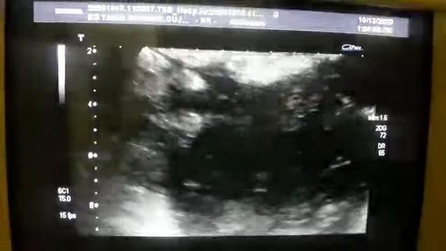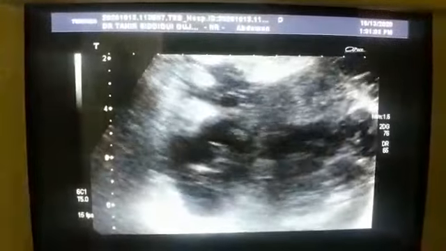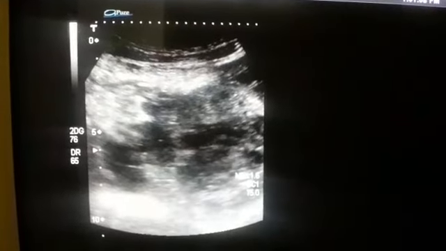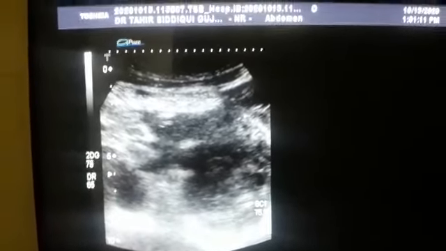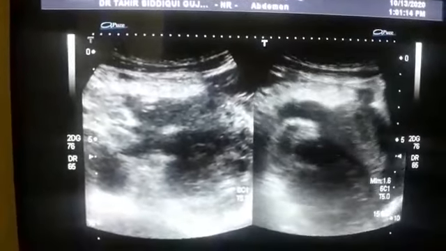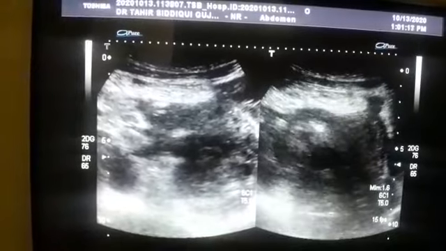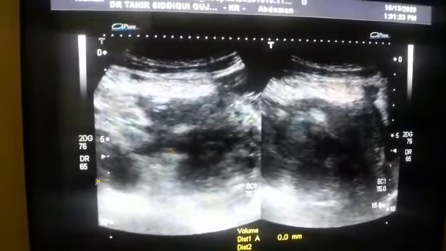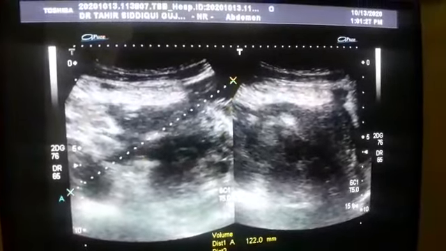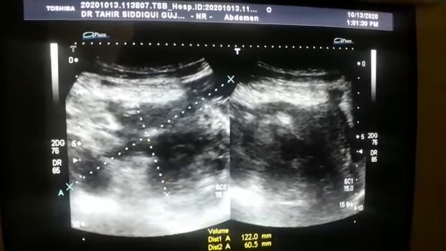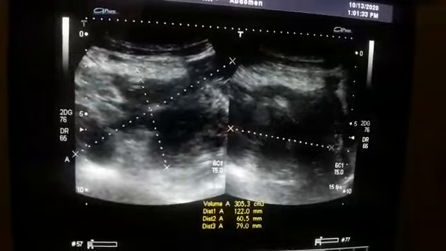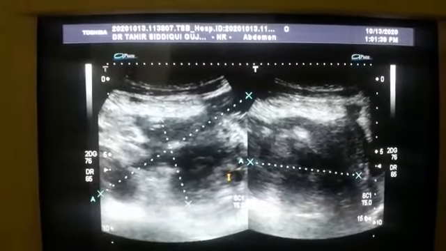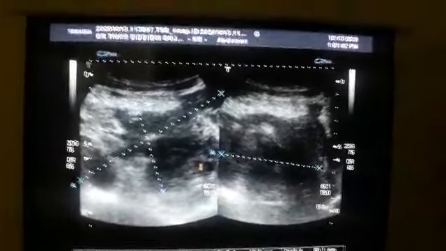Now let's see up to which area the bleed extends. Now I am going to focus only on the bleed to get the approximate volume of this bleed, longitudinal and transverse. Now you see the approximate volume is 300 plus cc, or you can say 300 mLs.